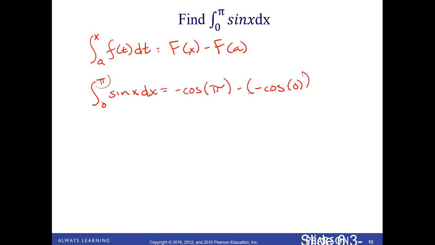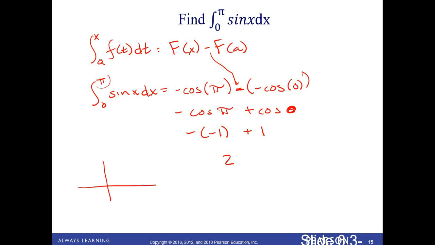Notice I put a parenthesis so that the minus from my equation didn't get lost with the minus of my antiderivative. So I've got negative cos of pi plus cos of 0. Whoops, that's just a 0. The cos of pi is negative 1. The cos of 0 is positive 1. So this equals 2. So the integral, or the area under the curve from 0 to pi of sine x is 2 units.